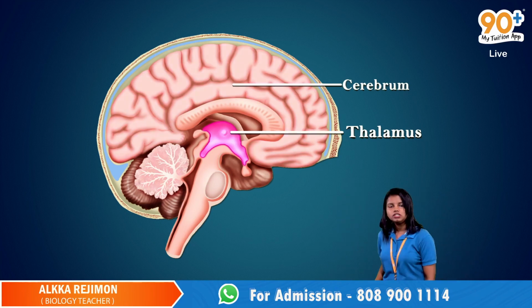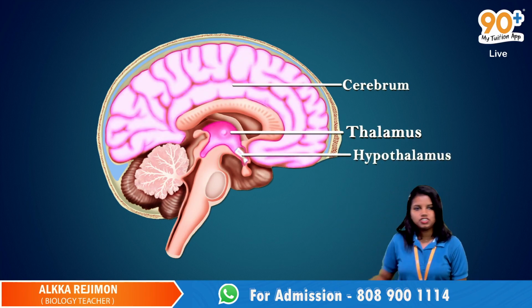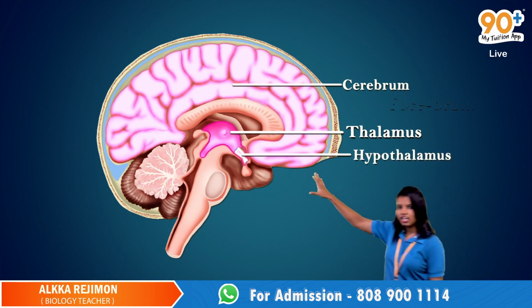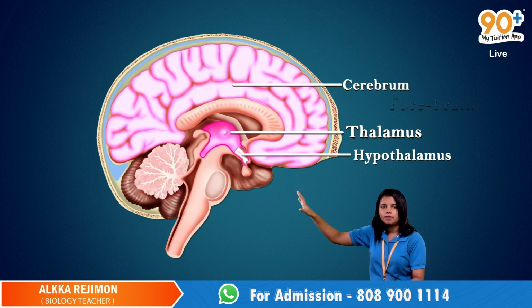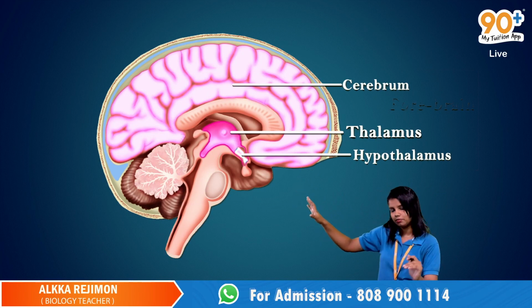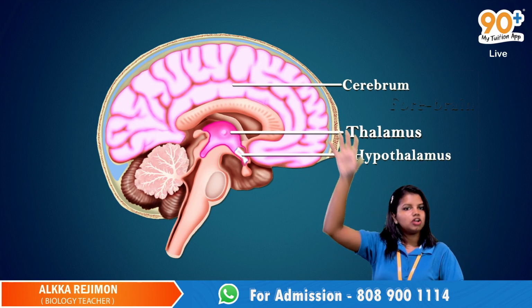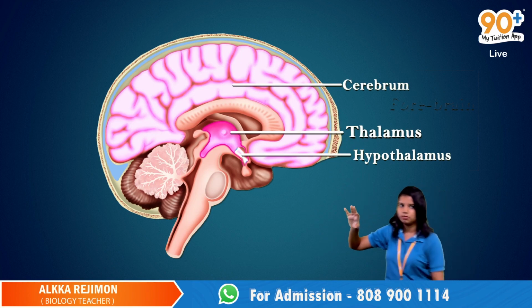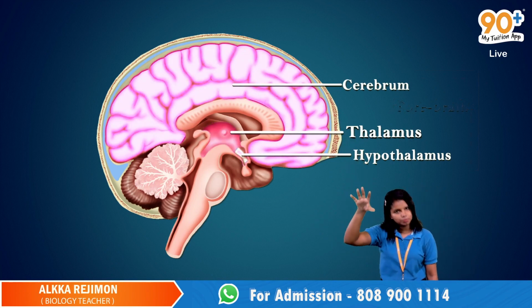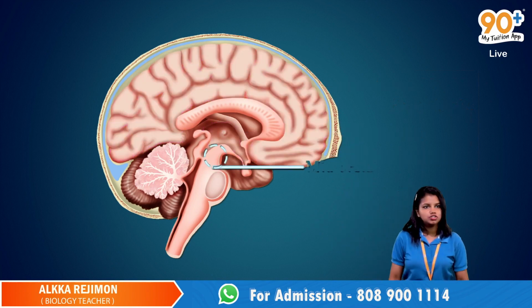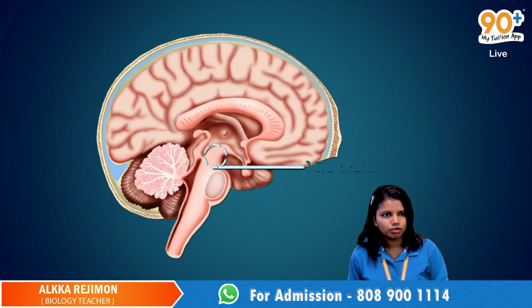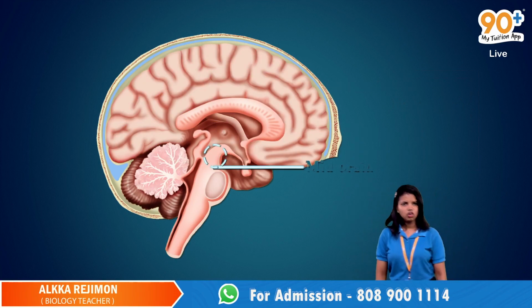And just below the thalamus, you can see a minor portion called hypothalamus. Hypo means just under, like epi and hypo: above and under. So this small region just below the thalamus is called the hypothalamus. So the cerebrum, thalamus and hypothalamus together constitute our forebrain. I hope you got the idea.